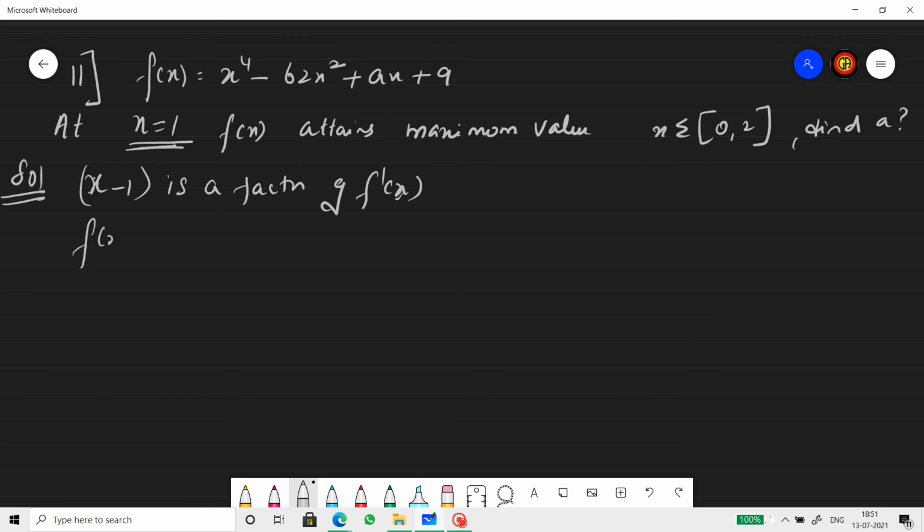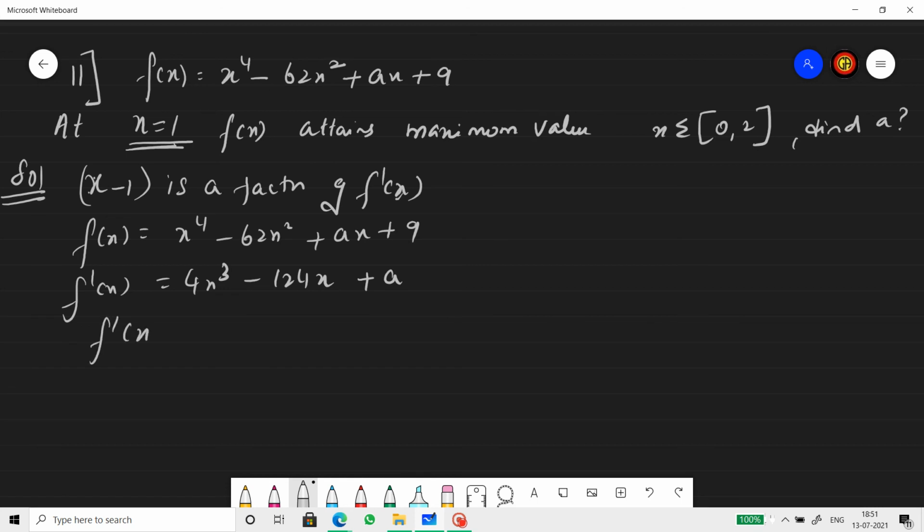Now f of x is given as x power 4 minus 62x square plus ax plus 9. So f dash of x will be 4x cube minus 124x plus a. Now when I equate f dash of x to 0 only, I get x equal to 1, because that's the place where we get x values. So that's why I stated that x minus 1 is a factor of f dash of x.